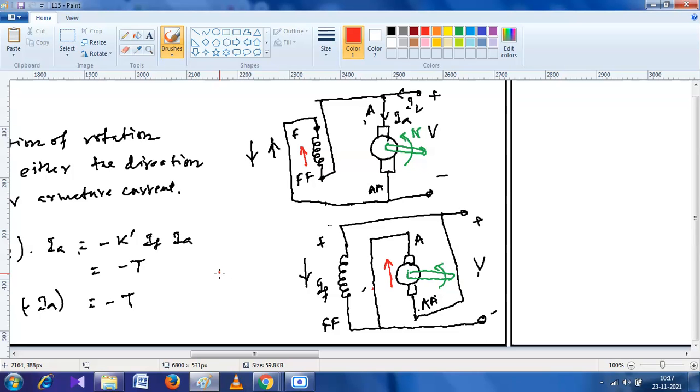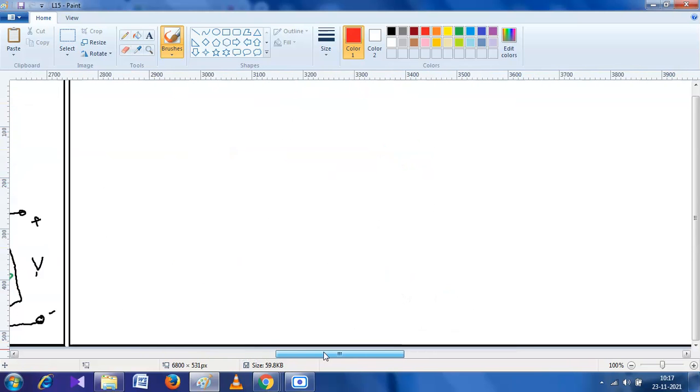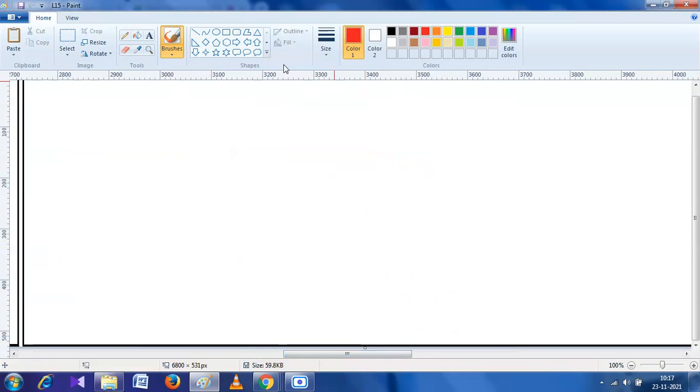Have you understood? Yes, sir. So tell me what should be the diagram for the series motor. Let me first draw the first diagram for the series motor.